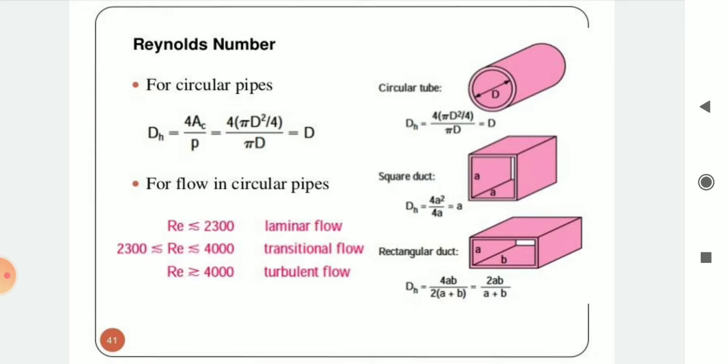Okay. So laminar flow has Reynolds number less than 2300. In between 2300 and 4000, it is transitional flow, and when Reynolds number is greater than 4000, it is turbulent flow.